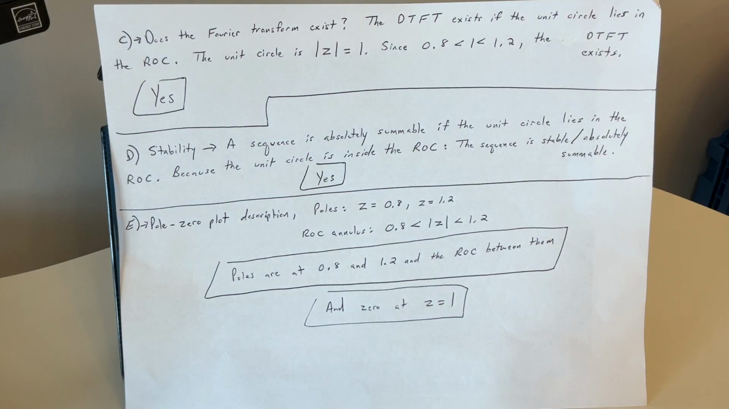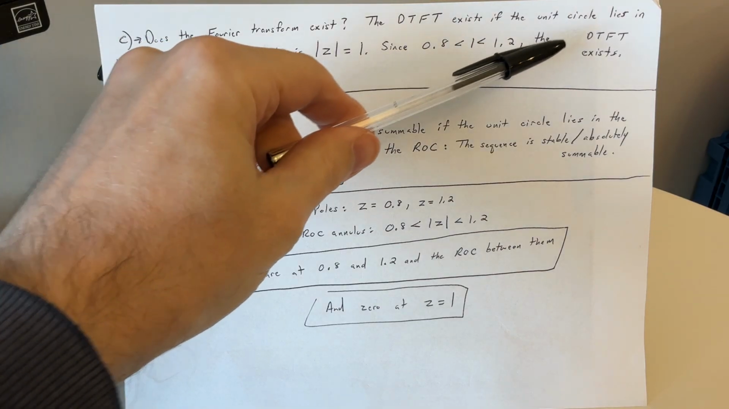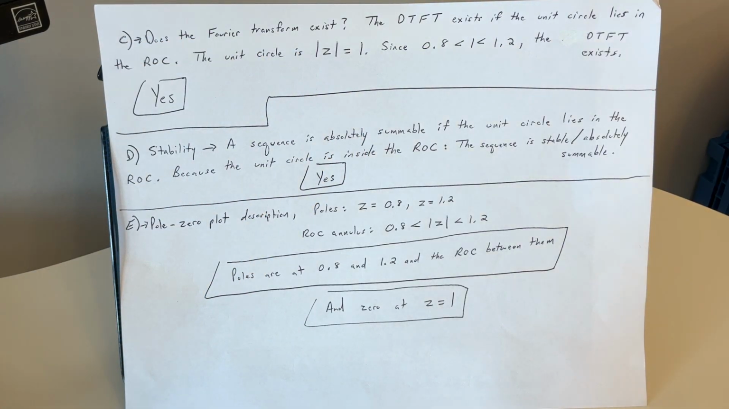The DTFT exists if the unit circle lies in the ROC. The unit circle is absolute value of z equals 1. Since 0.8 is less than 1 is less than 1.2, the DTFT exists. So that's a yes.